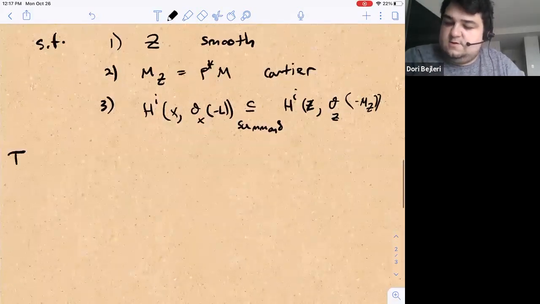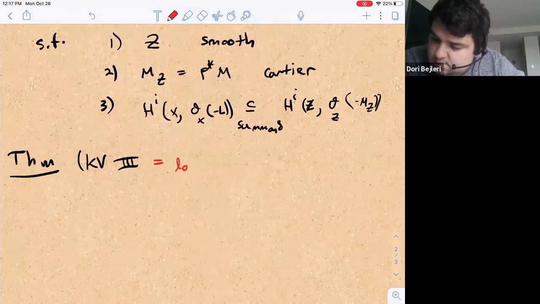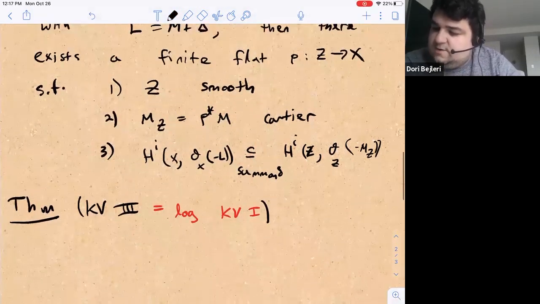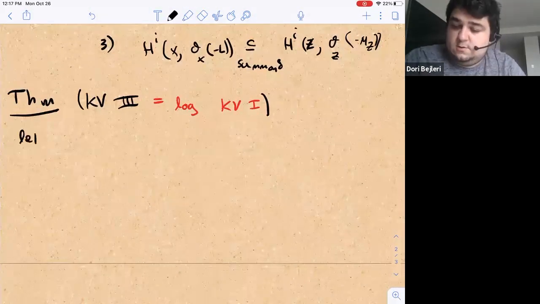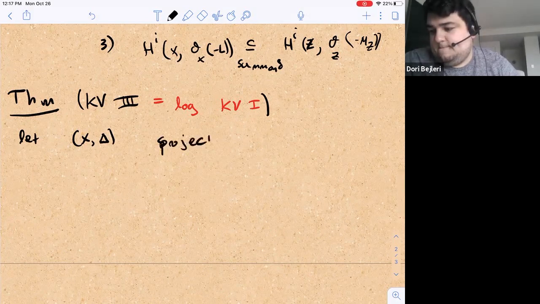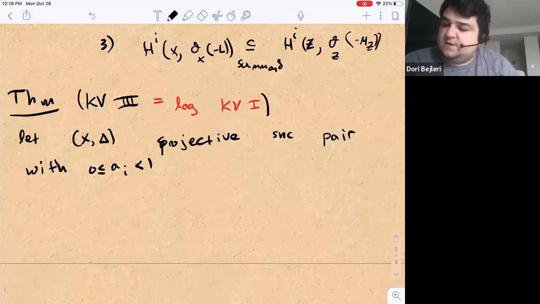And then now we have the third version, which you can think of as the logarithmic version of KV1. So we saw KV2 was already log Kodaira, and we saw this KV1 that was Kodaira with big and nef instead of ample, and now we have a log version of the big and nef statement. So let (X, delta) be a projective SNC pair, with same assumptions on delta as above. So I won't keep writing delta is equal to the sum of a_i D_i, but that's what the a_i are. They're the coefficients of the components of delta.